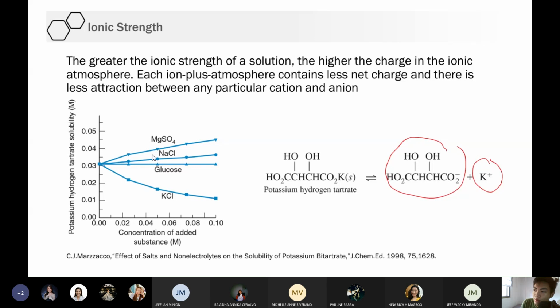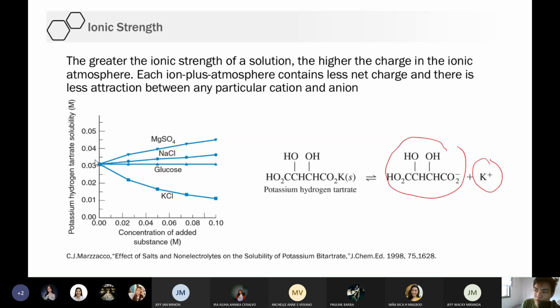As you can see, the effect of sodium chloride is lesser than magnesium sulfate. Why? Because magnesium has a higher charge. According to this, the greater the charge, the greater the ionic strength. That means more shielding happens. How about glucose?